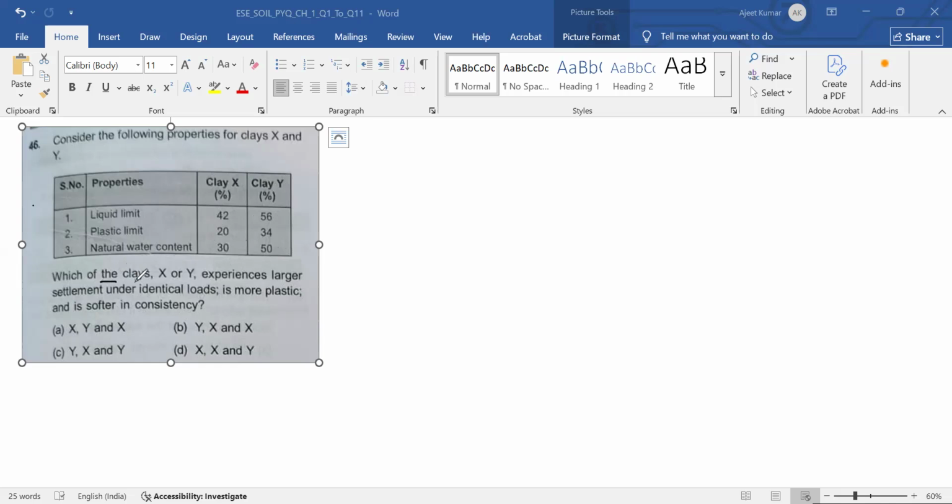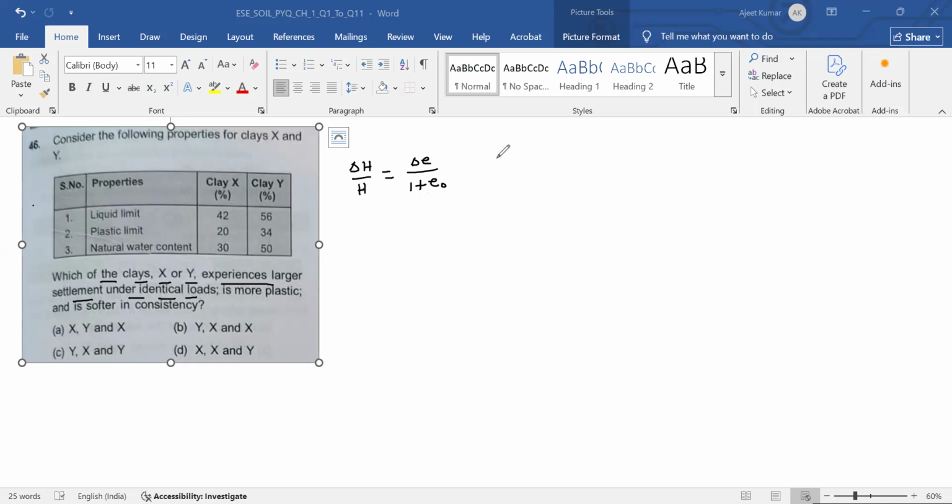Which one of the clay X or Y experiences larger settlement under identical loads? If there is identical load on clay X deposits and clay Y deposits, then which one will settle more? This is the question. So for settlement, if settlement is delta H, then delta H by H is equal to delta e divided by 1 plus e naught, the initial void ratio.